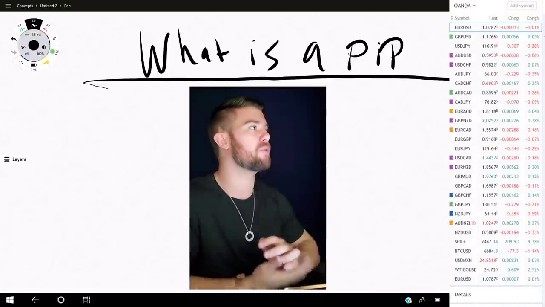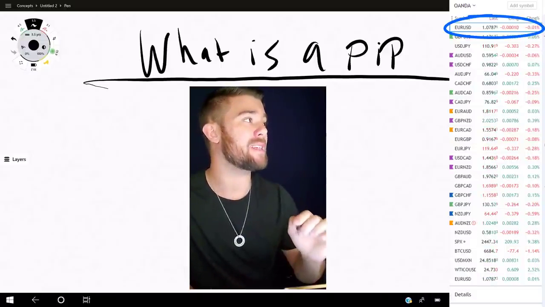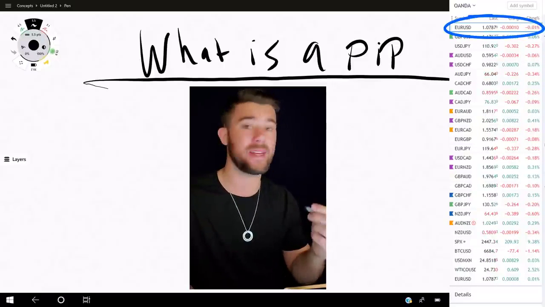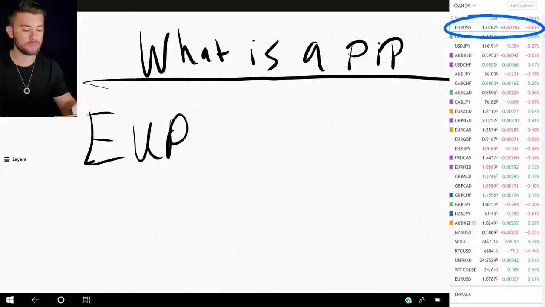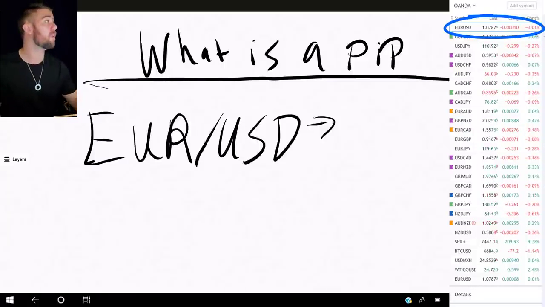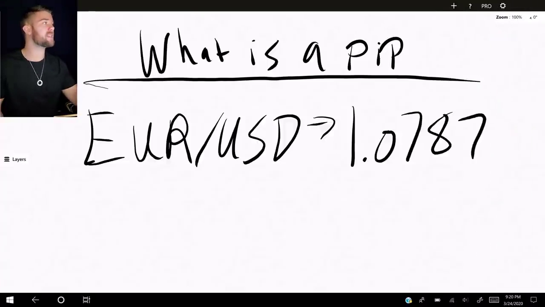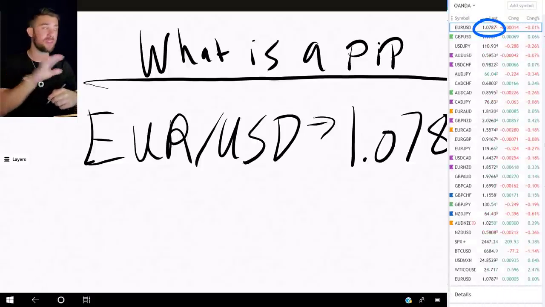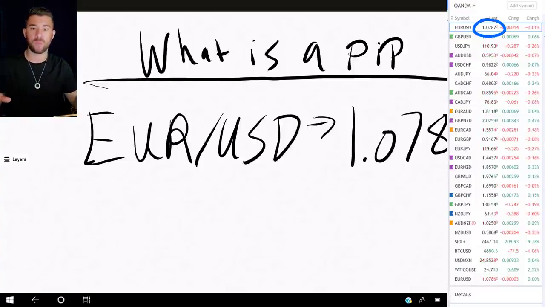We know that a pip is the smallest number that moves in a currency pair, but how do we identify a pip? Well, look at the euro dollar right now. You can see that the euro dollar last price is 1.0787. So let's write that down. We have the euro dollar at a price of 1.0787. And you can see on that currency as well that there is a smaller number as a fifth decimal, a smaller number that's 2 right now in red. That's a fractional pip. We're not going to worry about those at all.